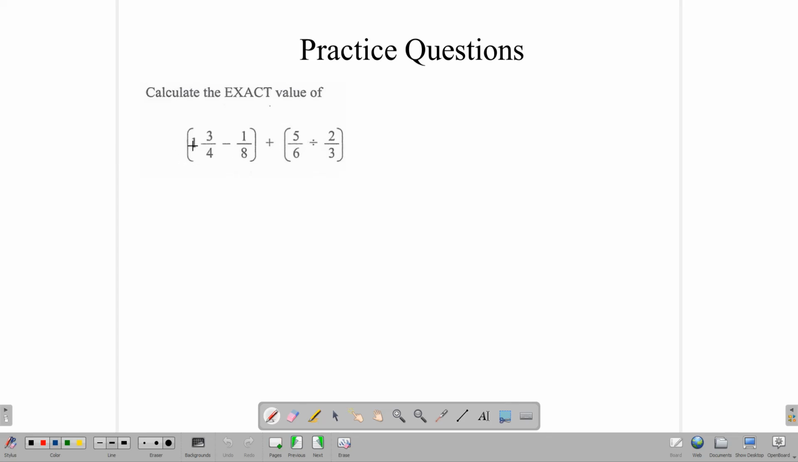So 4 1s are 4. Let's change all of these to improper fractions. We're going to work out the brackets first. 4 1s are 4 plus 3, that's 7 over 4 minus 1 over 8. So that part is subtraction, and then we have plus. This bracket says 5 over 6 divided by 2/3.